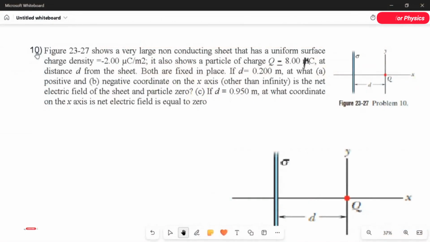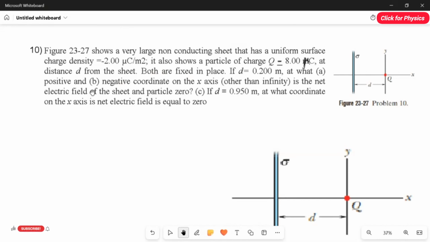Problem number 10. A figure shows a very large non-conducting sheet that has a uniform surface charge density sigma equal to -2 microcoulomb per meter square. It also shows a particle of charge q, which is equal to 8 microcoulomb, at a distance d from the sheet. Both are fixed in place. Here d is equal to 0.2 meter.